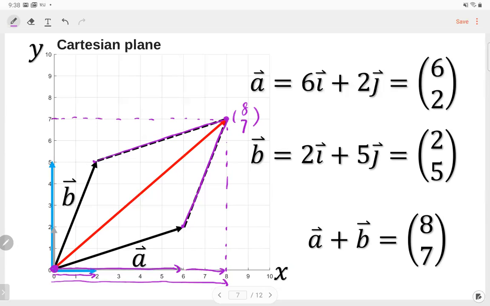The same thing if we check the y component for the diagonal, you will find that it is equivalent to the y component of B plus the y component of A. The y component of A is 2, so 2 plus 5 is 7. That gives us a hint that if we want to know the addition of two vectors, we just need to know the x and y components of each vector, 6, 2 and 2, 5. Then we add their x components and y components separately. So we have 6 plus 2 equals 8, and 2 plus 5 equals 7.